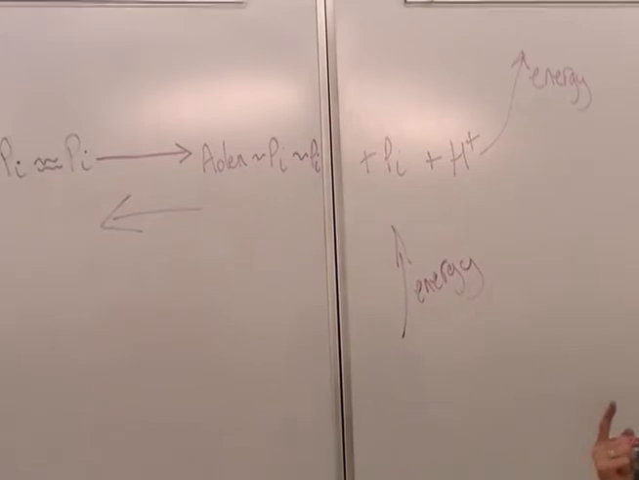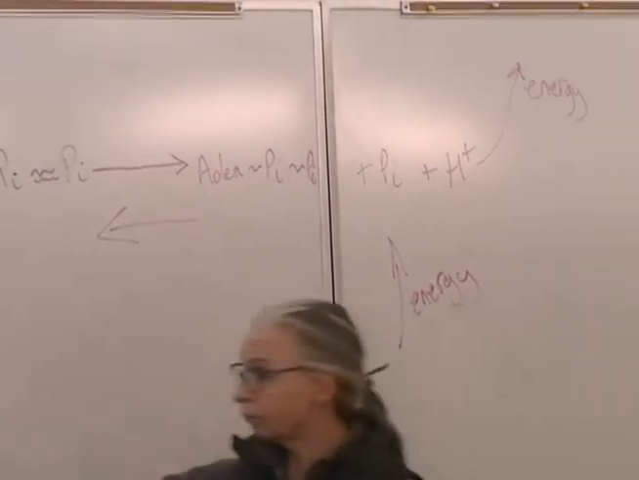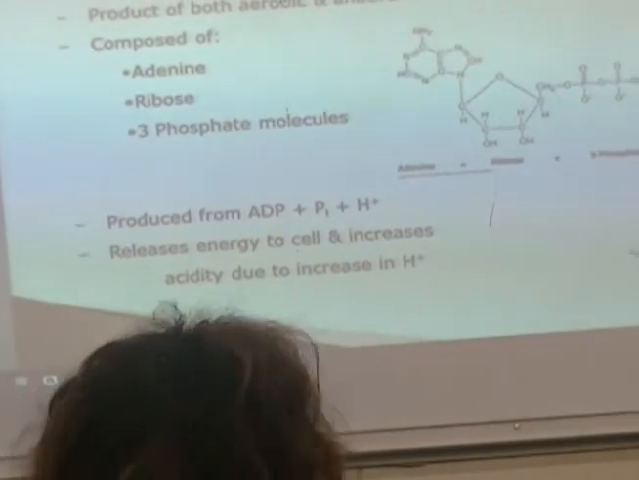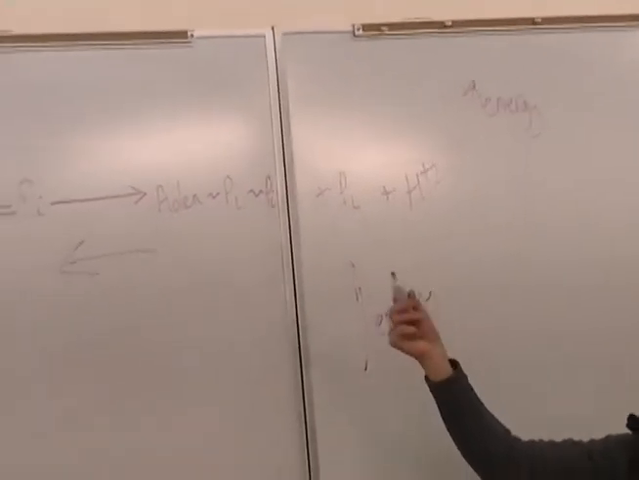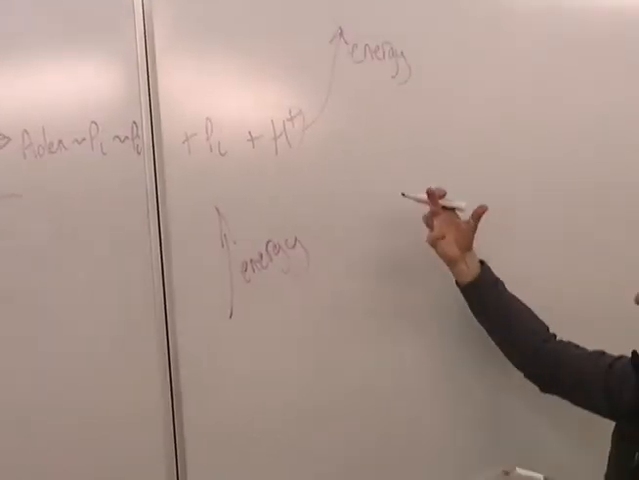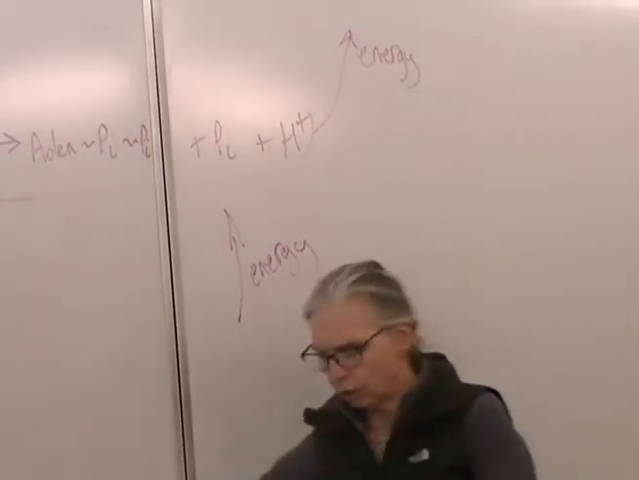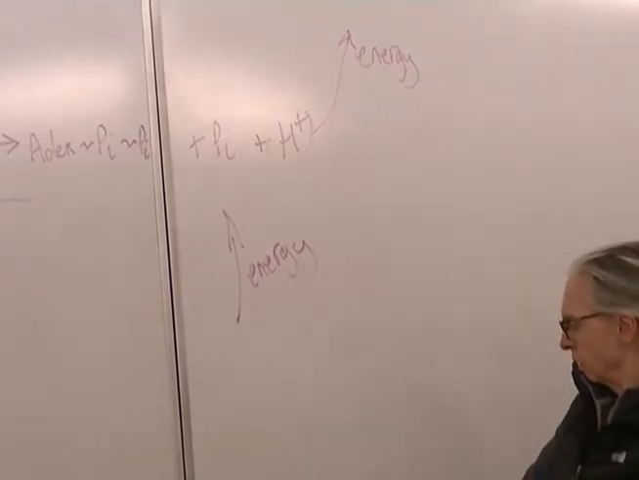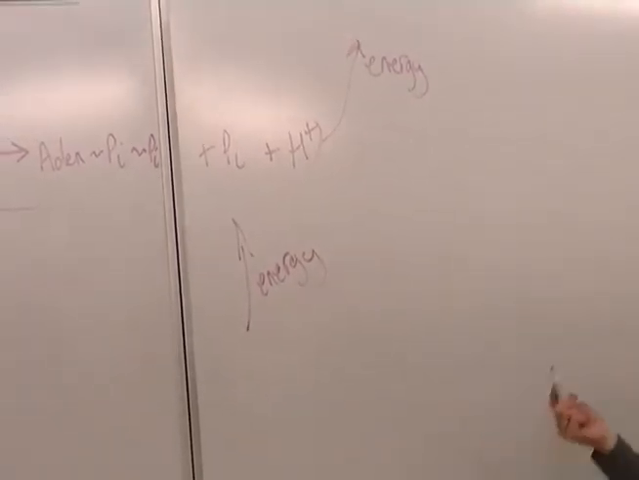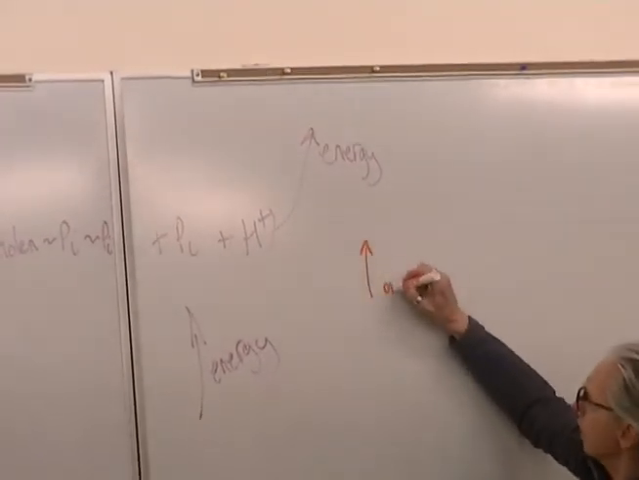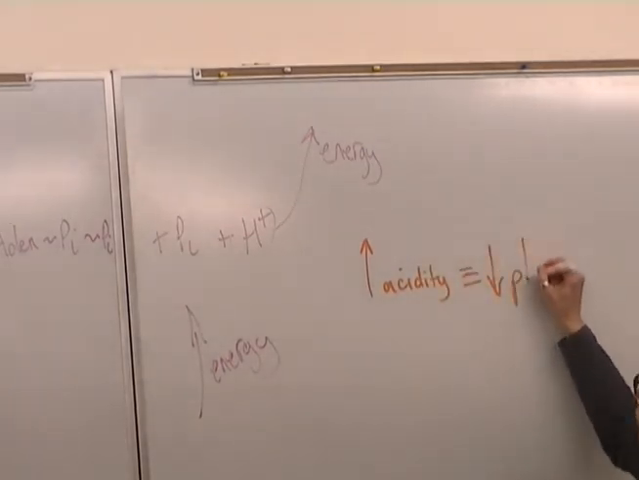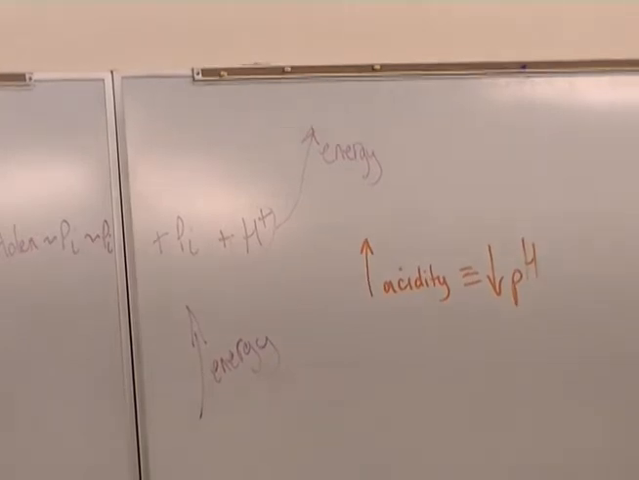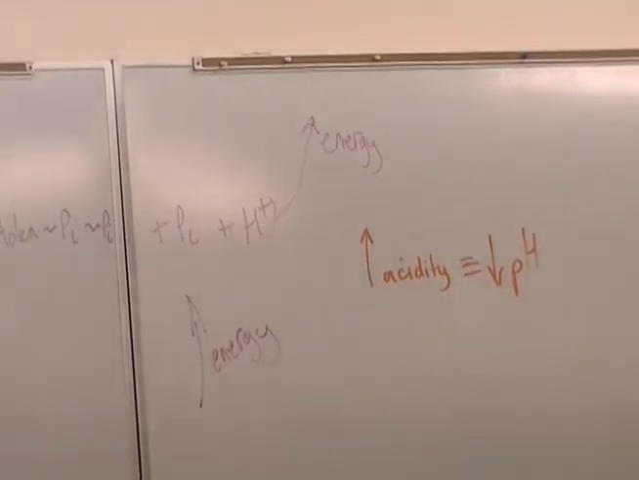Now, one of the problems that occurs here is this last point here. Hydrogen is acidic. Right? So when I'm breaking down ATP and I'm releasing hydrogen into the cell, I am increasing the acidity level. Depending which textbook you're looking at, an increase in acidity is the same thing as a decrease in pH. Just depends which terminology they use.